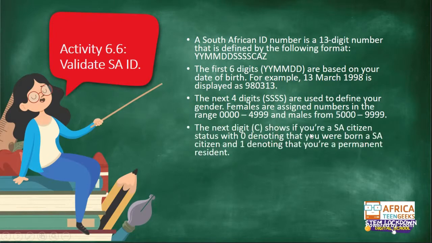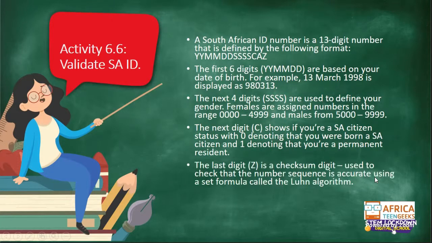The next digit shows your SA citizen status, with 0 denoting that you were born in South Africa. And if it's a 1, that means you were born outside of South Africa, but you love this country so much that you immigrated to South Africa, and after a couple of years you've managed to attain your permanent residency, and then you get your ID number. But instead of the 08 something, you are an 18 something.